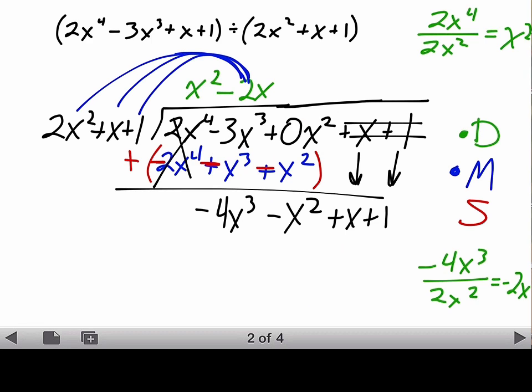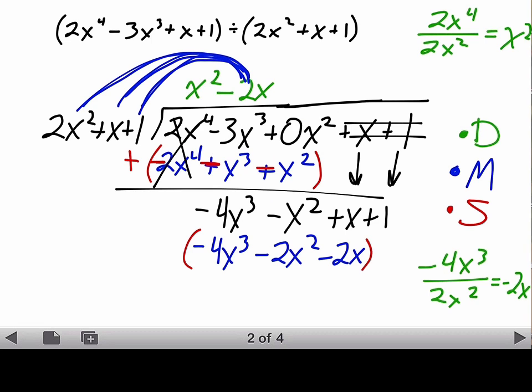And negative 2x times 2x squared is negative 4x cubed. Negative 2x times x is negative 2x squared. And negative 2x times 1 is negative 2x. What's next? Subtraction. Subtraction means we're going to distribute a negative. All those signs in there change. Now it becomes an addition. And the negative 4x cubed plus 4x cubed goes away. Again, that has to happen every time.